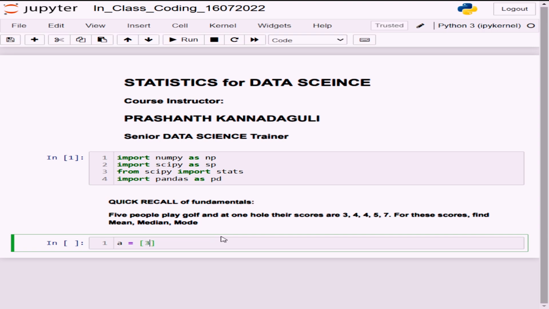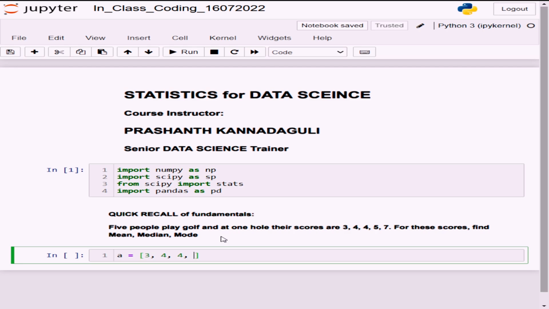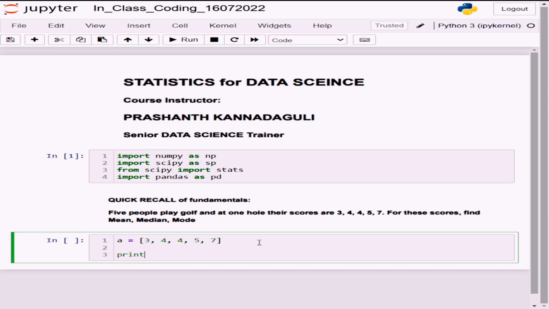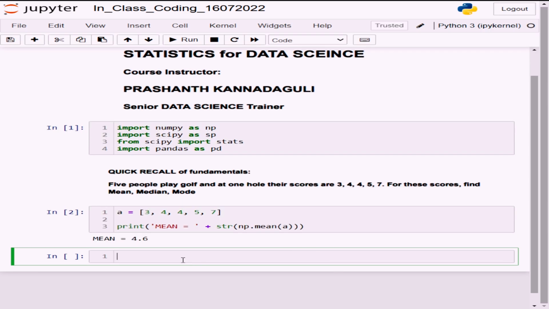So let's write it. 3, 4, 4, 5, 7. That's the data we have. Let me calculate one of them directly. Print, I'll display mean equal to, plus. I'm going to get the answer in a numerical format, so I need to convert that numerical format into a string because I'm already displaying MEAN, which is text data. So this is np.mean of A. Let's see what we get. The mean value equals 4.6.